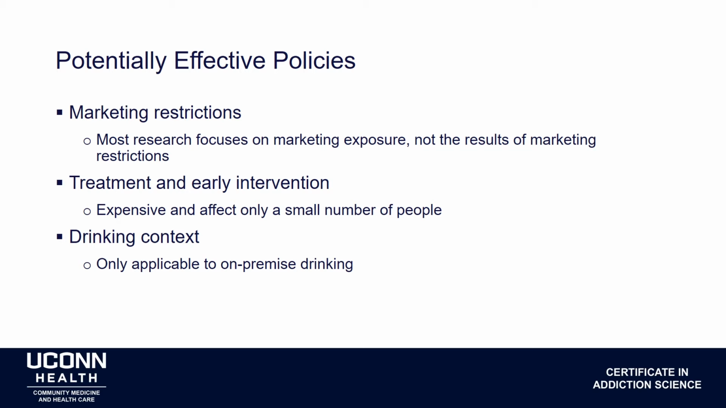And then drinking context, changing the drinking context, making it harder to drink, making it harder for people to access alcohol in certain areas. That's really only applicable to on-premise drinking, so bars, restaurants, and nightclubs, things like that. And again, we simply need more research. Theoretically, if we make the drinking context less conducive to heavy alcohol consumption, we'll see positive public health gains, but we don't have the research demonstrating that as of yet, not enough of it anyway.